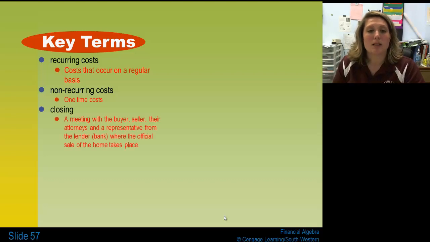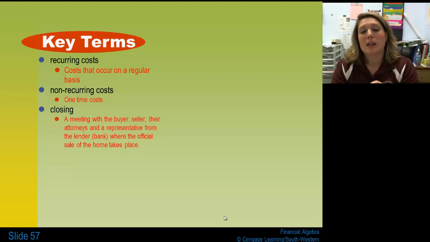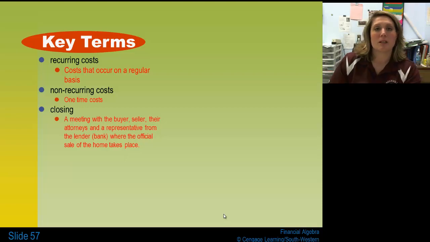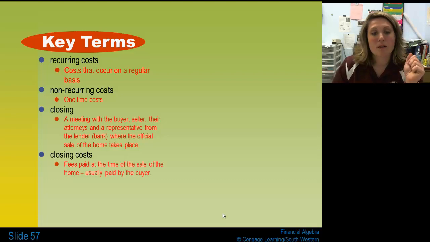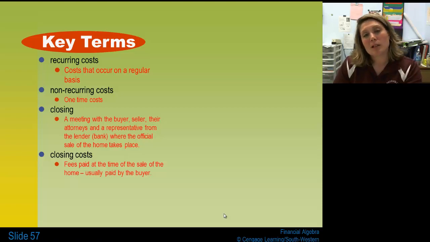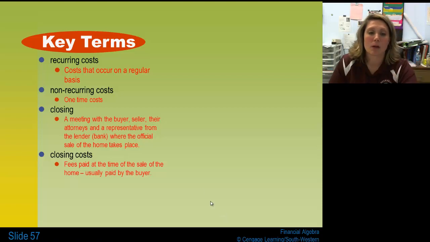Your closing costs. This is a meeting with the buyer, the seller, both attorneys for each of those parties, and a representative from the lender or the bank, where the official sale of the home takes place. So this is where you sign hundreds of pieces of paper and you take possession of the home. Closing costs, these are fees that are paid at the time of the sale of the home. They are usually paid by the buyer. Sometimes you can work it into the agreement that the seller will pick up and pay for the closing costs for you.